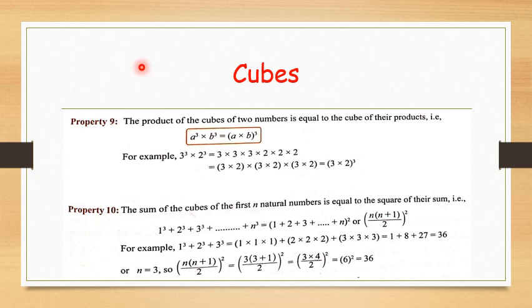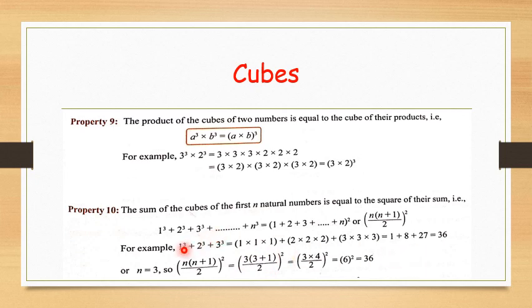Suppose we have the first four natural numbers, like 1 cube plus 2 cube plus 3 cube plus 4 cube, then what do we have to do? Now in place of n we have to write 4. 4 into 4 plus 1 upon 2 whole power 2. 4 plus 1 is 5. Now here 4 cancels, that is 2. 5 into 2 is 10. 10 power 2 is equal to 100.